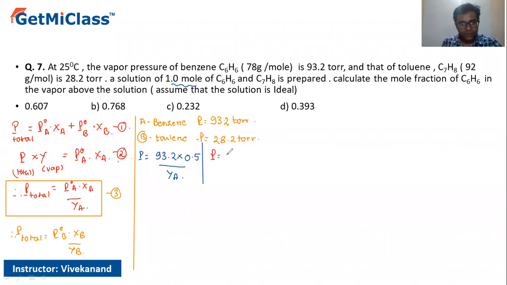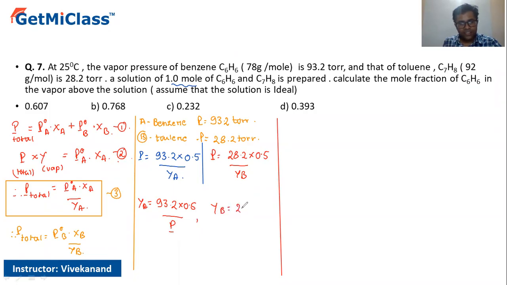For toluene, the pressure is equal to 28.2 into 0.5. The whole thing is going to be divided by YB. All right, so let's have this one. When we calculate further, YA is going to be 93.2 into 0.5, the whole thing divided by the pressure. The same thing goes with YB, so that is 28.5 into 0.5, the whole thing divided by the total pressure.